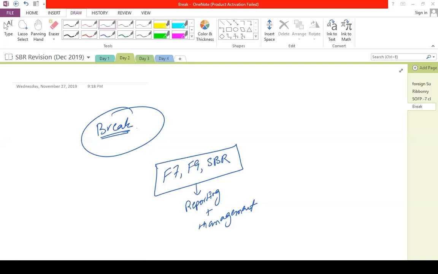I'm not currently offering the revision of F9 for this attempt, but probably for the next one. Hannah is asking how to pass SBR in the first attempt. Is it okay to only practice questions from half of the revision kit? Yes, exactly, Hannah. The exam kit basically provides you an idea of how the question would be. So it's not necessary to complete the entire kit, but it is necessary to study the entire standards and cover the entire syllabus. That is important, not the entire kit.